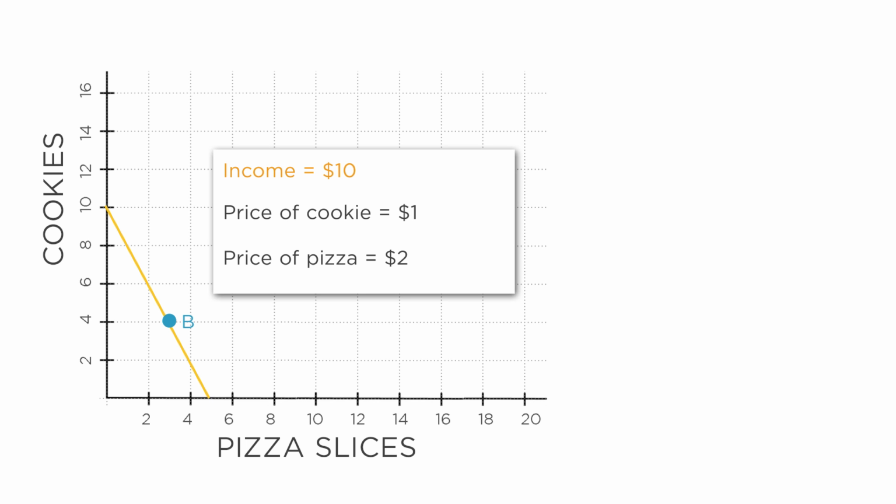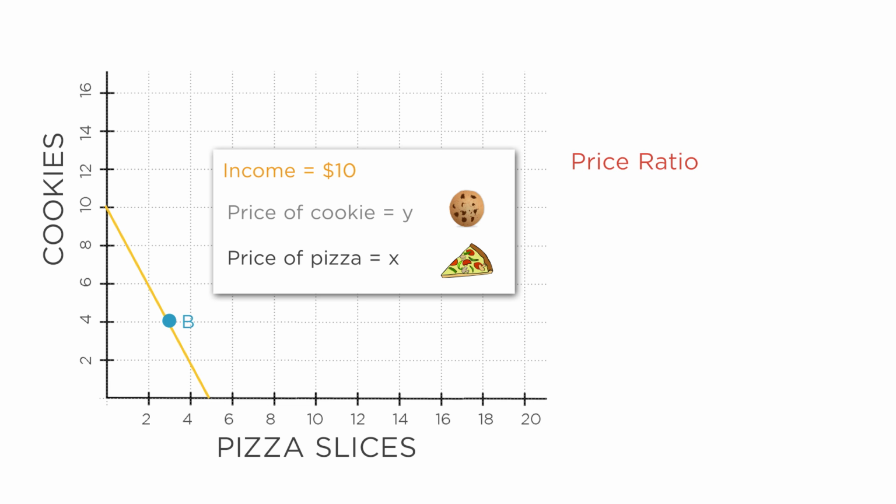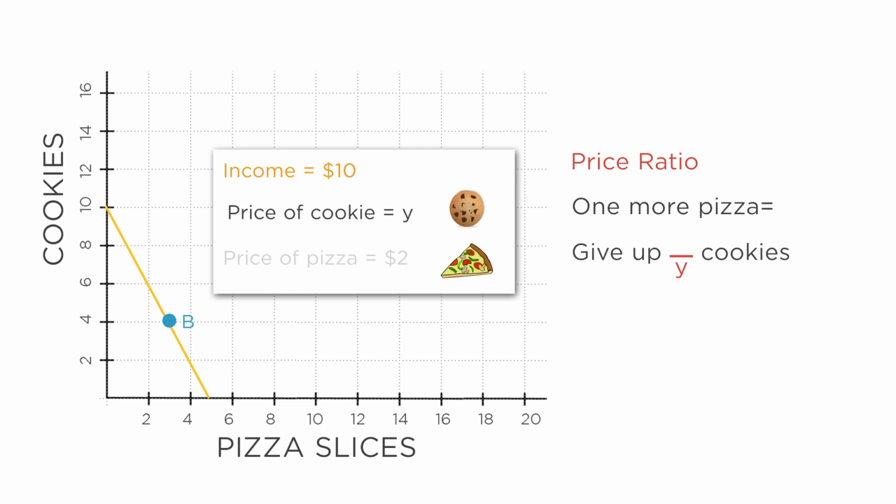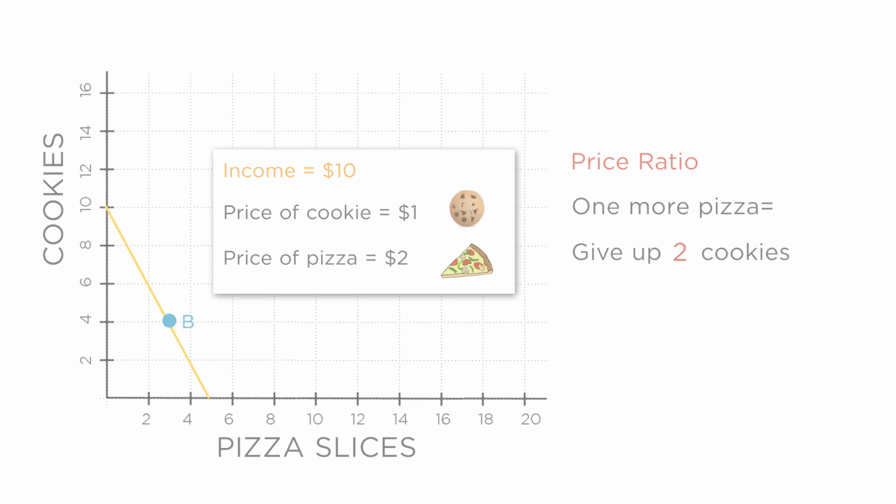In our example, one slice of pizza costs twice as much as one cookie. So to get one more slice of pizza, you have to give up 2 cookies. The opportunity cost of one slice of pizza in this example is 2 cookies. This opportunity cost is represented by the price ratio. Suppose that the price of pizza is X. Suppose the price of cookies is Y. Then to get one more pizza, you need to give up X over Y cookies. In this case, the price of pizza is $2 and the price of cookies is $1. So to get one more pizza, you need to give up $2 over $1 equals 2 cookies.